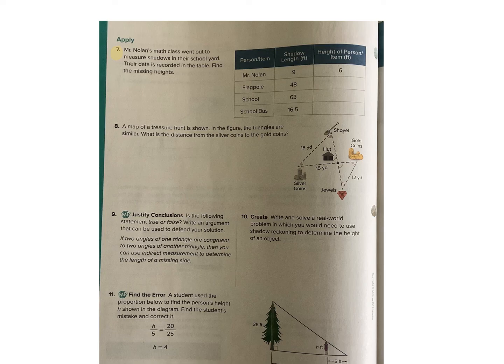So it says Mr. Nolan's math class went out to measure their shadows in the schoolyard, and they recorded what they were in the table. So Mr. Nolan's shadow was 9 feet, and he was 6 feet tall. So the flagpole is 48 inches tall. I want to know how long is its shadow. So I can set up a proportion just using what I know about Mr. Nolan, because the sun is shining down at the same angle on him as compared to the flagpole.